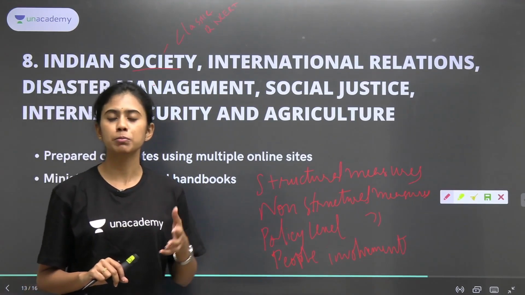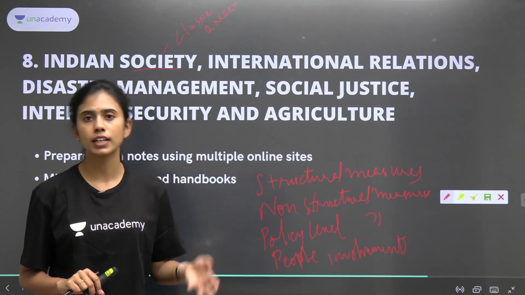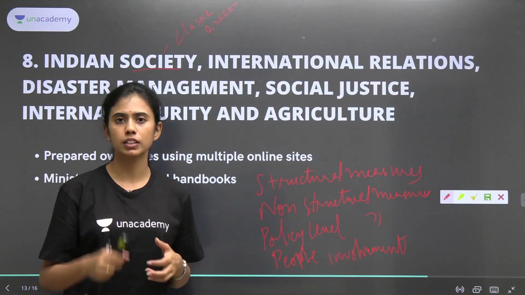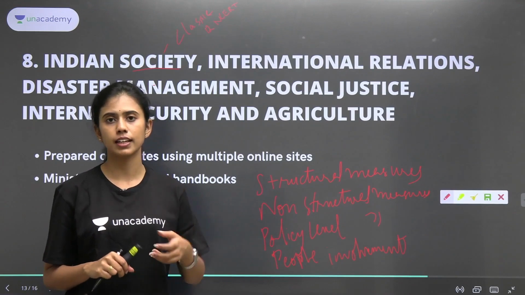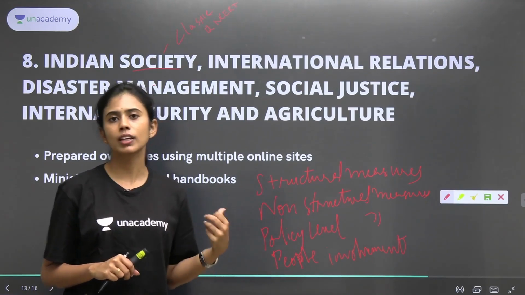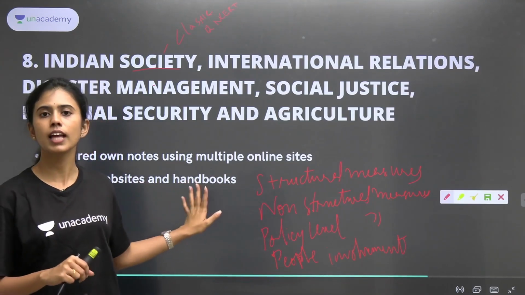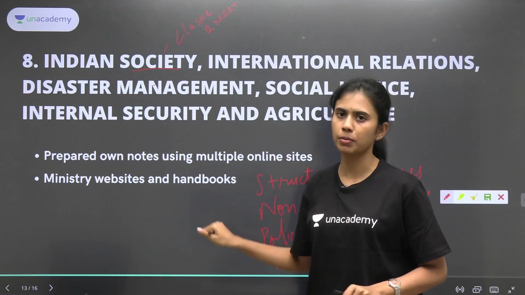There is the Prime Minister's 10-point agenda for disaster management. India's commitment to the Sendai Framework is there. So these are very good documents that the government has released, and then there is the Disaster Management Act, and the handbook is there. So you can go through this for disaster management. These are the ministry websites and handbooks that I refer to especially for disaster management.